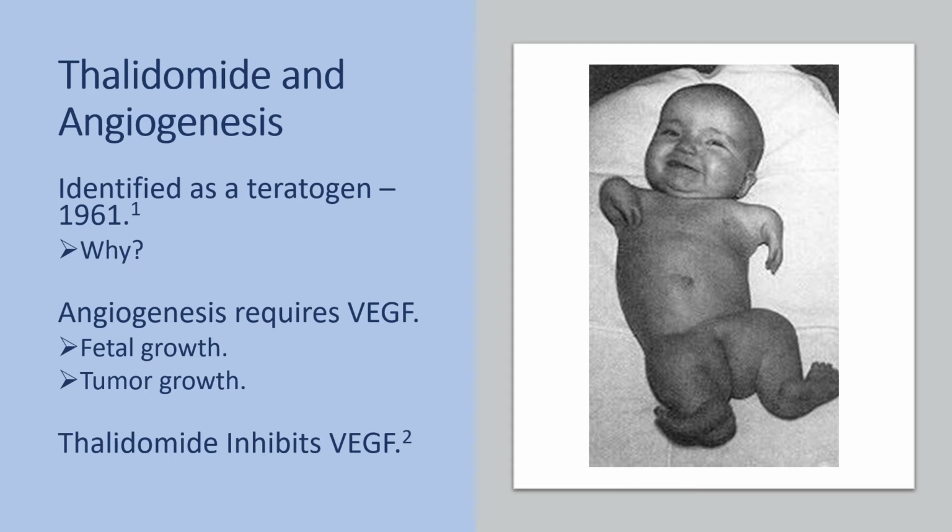Scientists discovered that limb growth during fetal development relies on angiogenesis, a process that is initiated by vascular endothelial growth factor. From there, the connection was made that some types of tumors also rely on angiogenesis. Finally, scientists demonstrated that thalidomide inhibits angiogenesis through direct interaction with vascular endothelial growth factor.